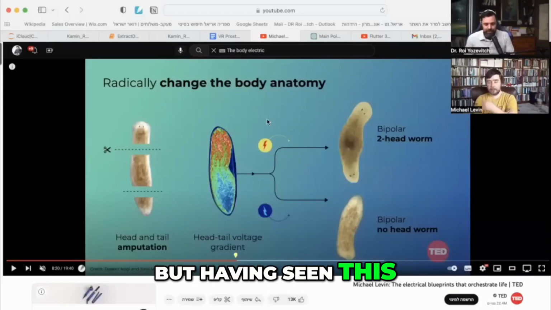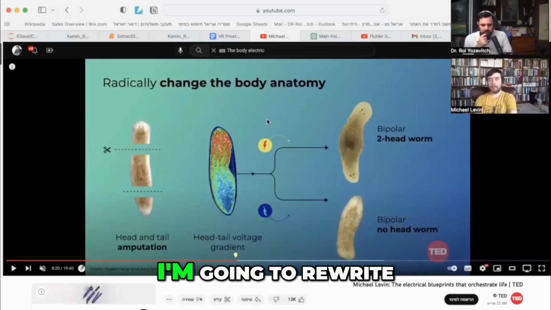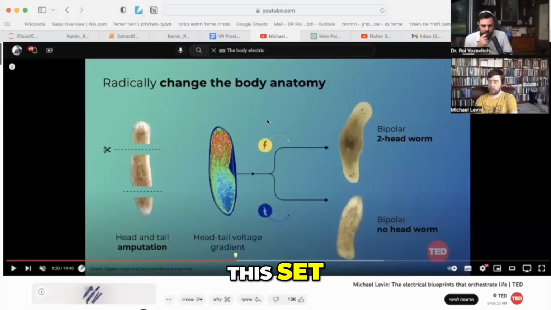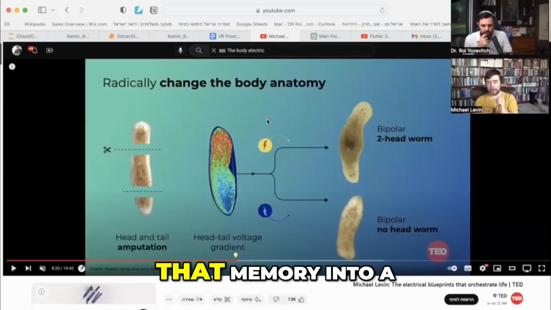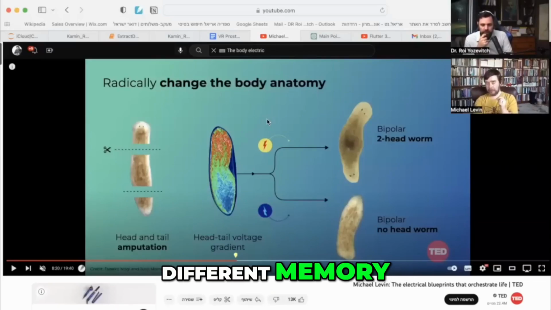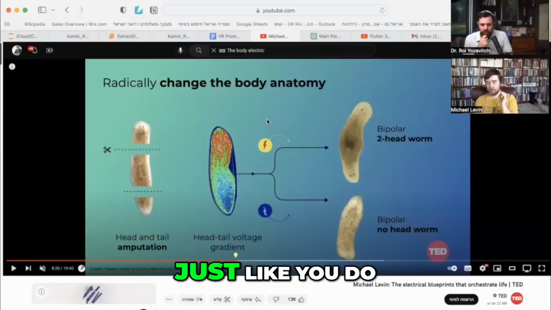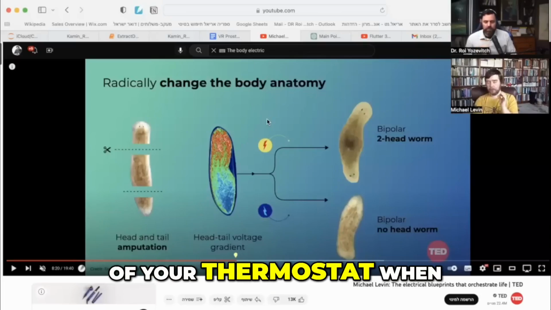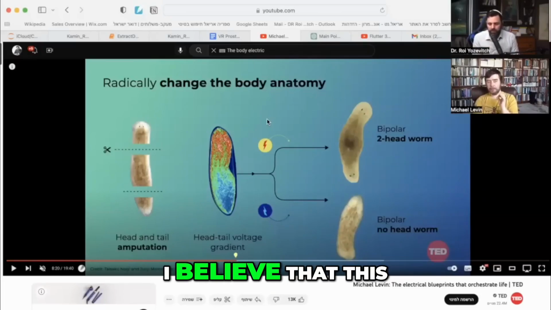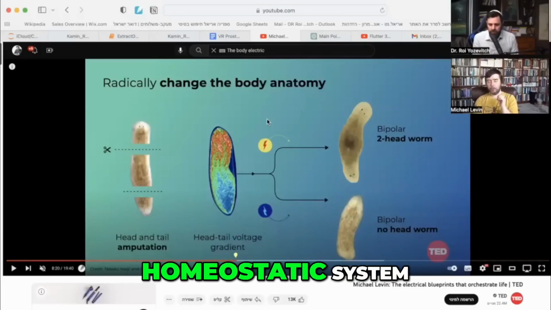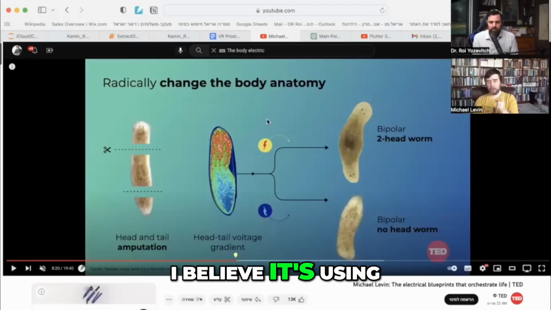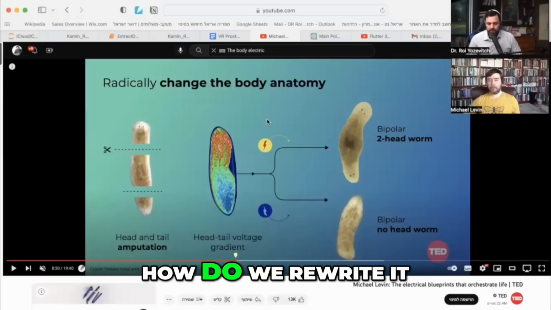But having seen this, we can say, okay, I'm going to rewrite this set point. I'm going to reprogram that memory into a different memory. I'm not going to touch the DNA, just like you do not touch the wires of your thermostat when you reset it. I believe that this is a goal-directed homeostatic system. I believe it's using this voltage to know what to build, and I'm simply going to rewrite it. Now, how do we rewrite it?